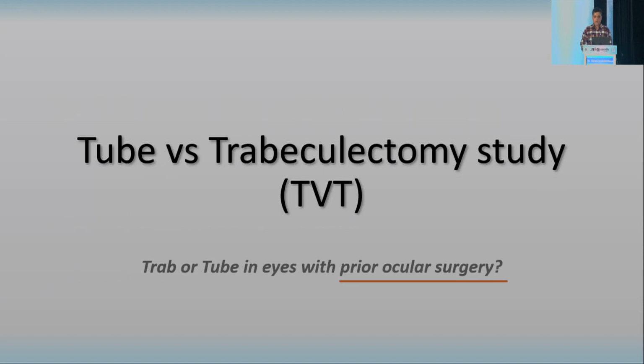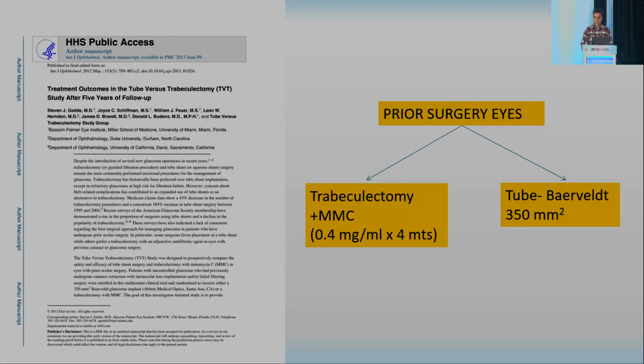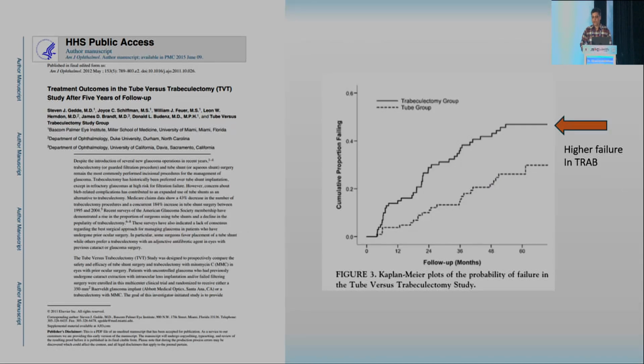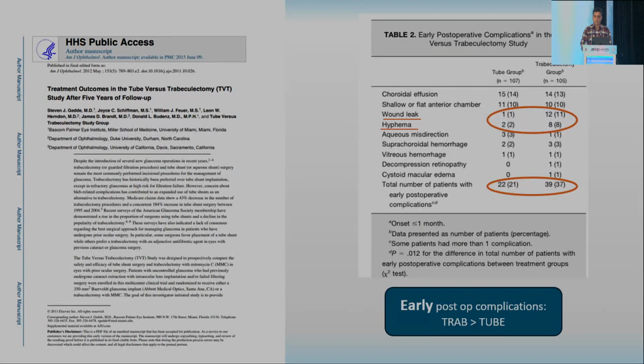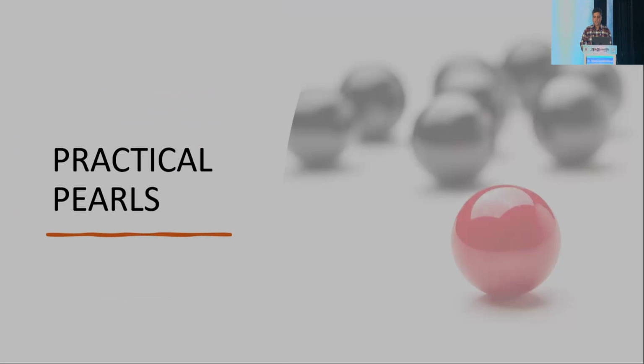The tube versus trabeculectomy study looked at whether you should trab or tube eyes with prior ocular surgery. Patients were randomized to receive either trab or a Baerveldt tube. The results were that at 5 years, a higher failure rate was observed in trab, and also a higher rate of early post-op complications dominated by wound leaks and hyphema. But the rates of late postoperative and serious post-op complications were the same.